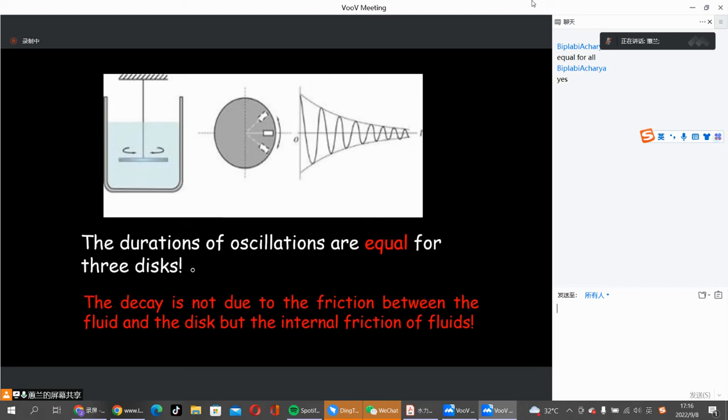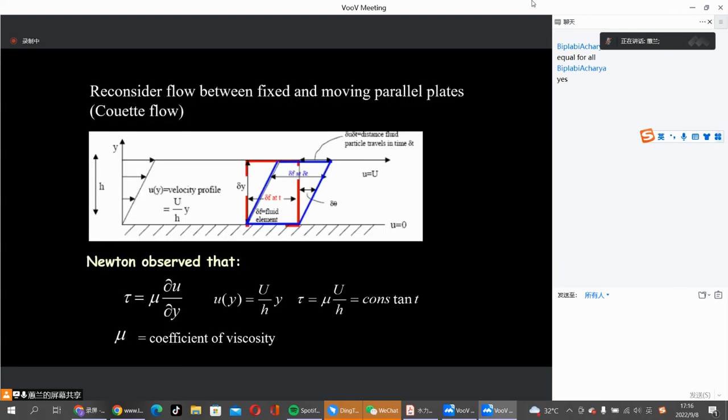The disk will stop in 1 second, right away. So that can also tell you that the friction is due to the fluid viscosity. Okay. So just now we said the friction force is actually decided by the fluid viscosity.